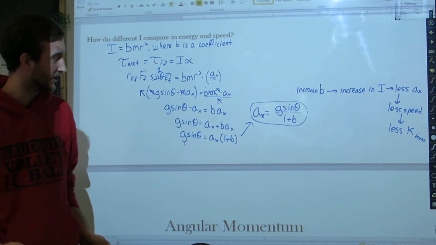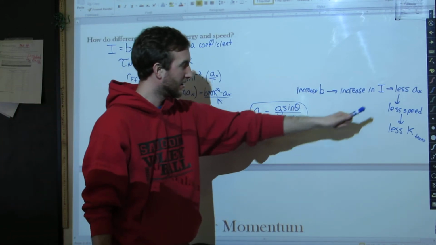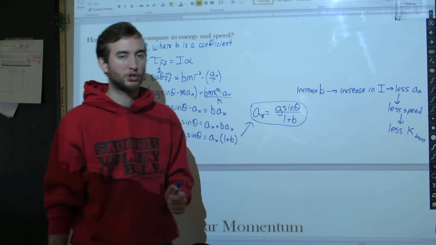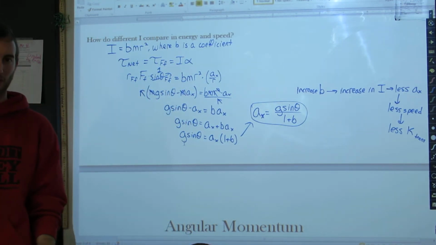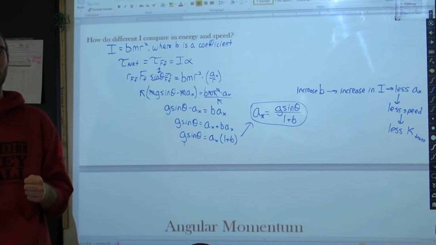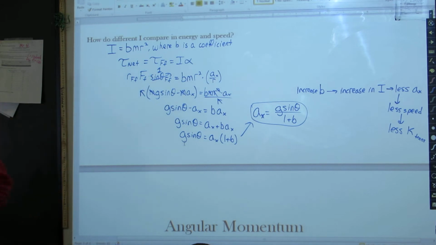This is really interesting. The bigger the moment of inertia, the slower it will move, the less translational kinetic energy it will have. It'll have a bigger share of rotational kinetic energy, I guess you could say, because it's harder to get that object to rotate. More energy has to go into rotating the object.